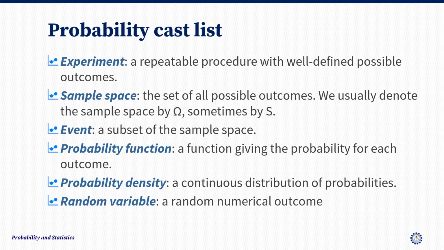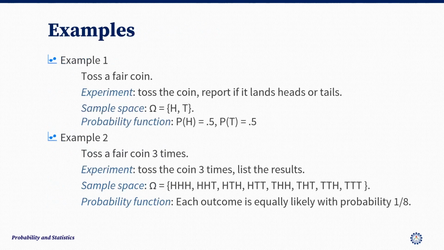We also have the probability function, which is a function giving the probability for each outcome. We also have the probability density, which is a continuous distribution of probabilities. We also have the random variable, a random numerical outcome. Later in this course, we'll learn about probability density and random variable. But for now, let's take a look at some examples of probability.